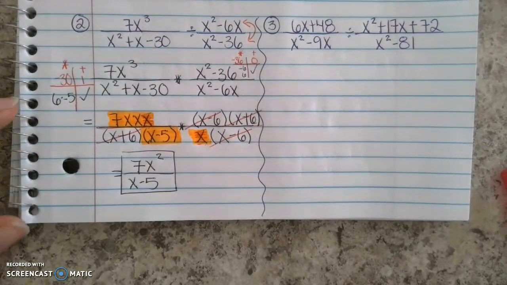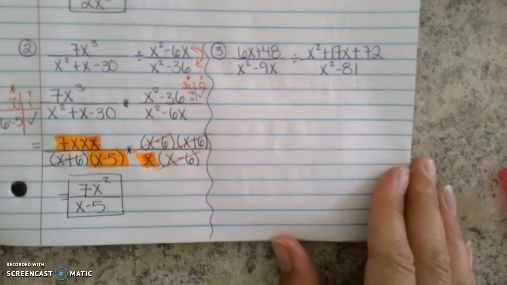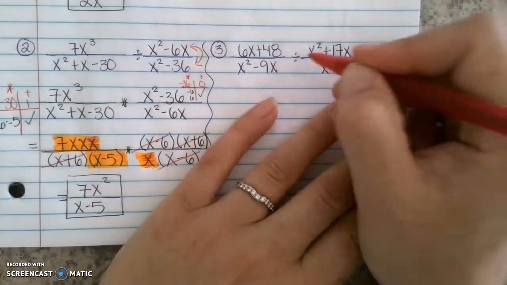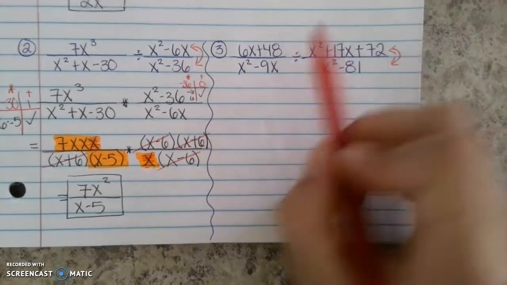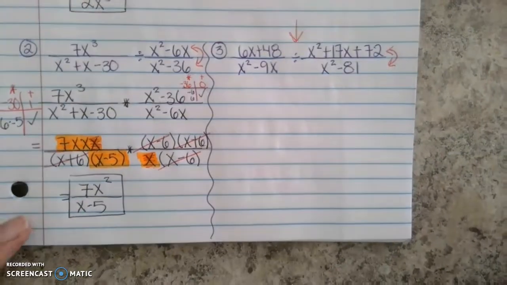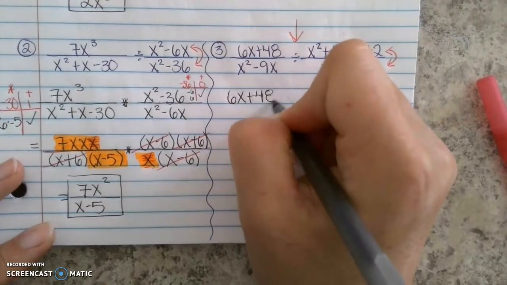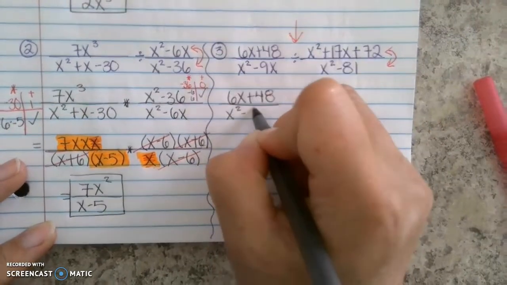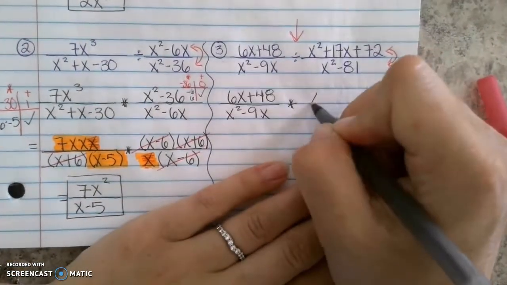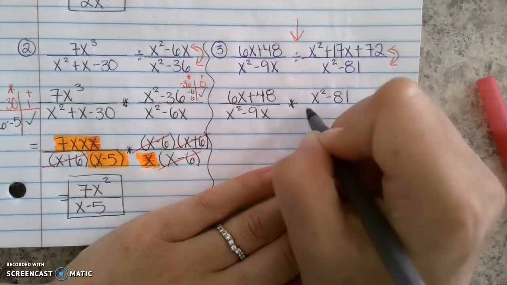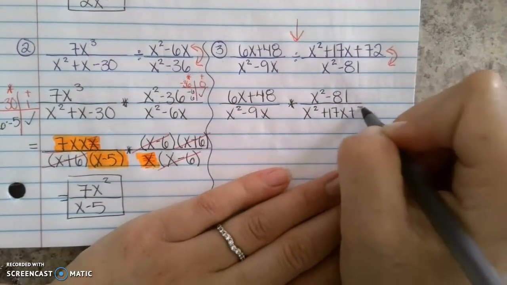All right, let's go ahead and look at our last problem here. Okay, again, just going through it, and we want to simplify this following our steps. So again, first step with division is to flip. Okay, your practice problems are all mixed up, so you really have to pay attention to your sign. Okay, so when I rewrite this, I get 6x plus 48 over x squared minus 9x. Now I'm going to switch it to multiplication of x squared minus 81 over x squared plus 17x plus 72.